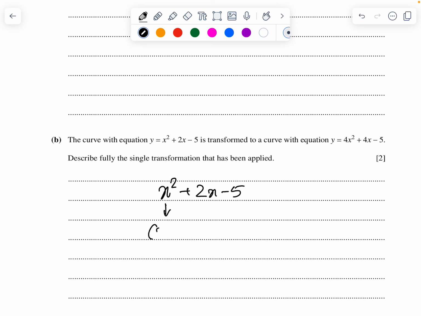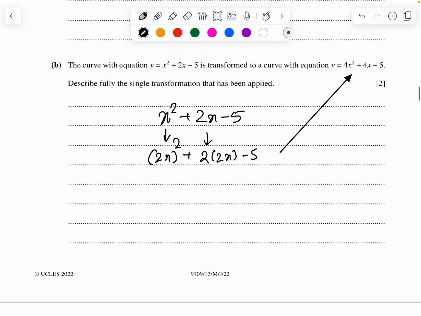Instead of x, if I substitute 2x, instead of x I plug in 2x, it becomes this equation. So therefore x becomes 2x. So what am I going to write out? It is a stretch by scale factor half in the x direction. That's going to be the answer.